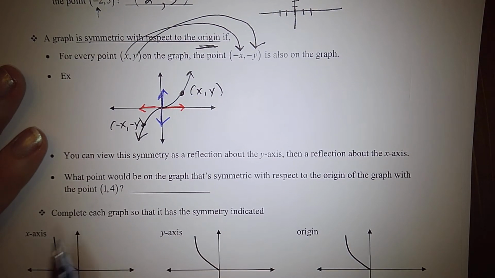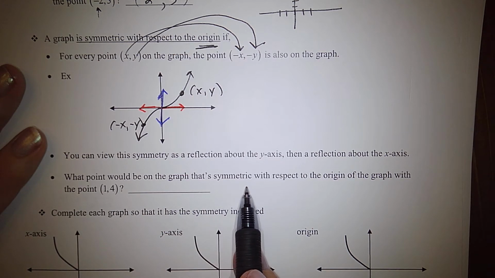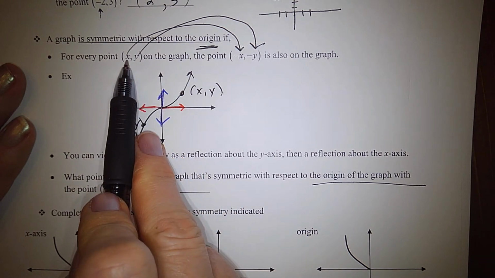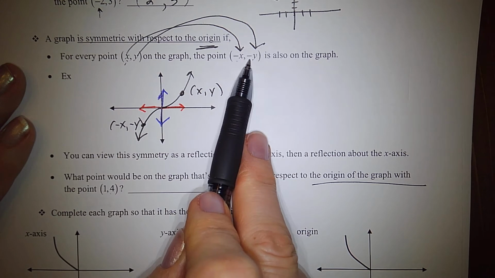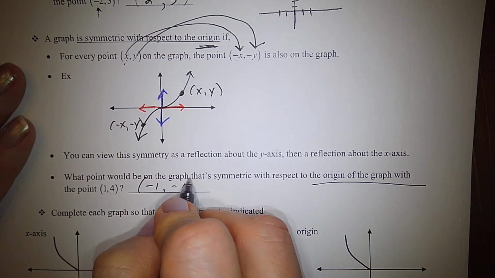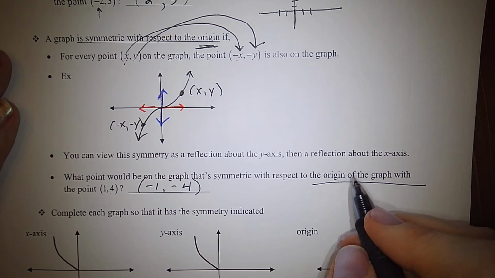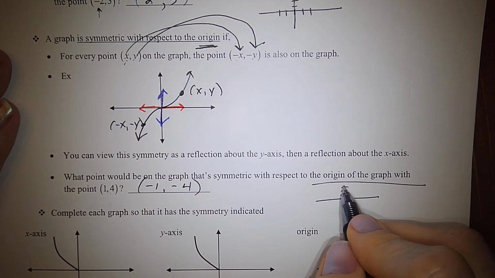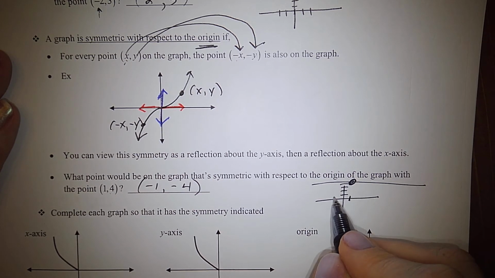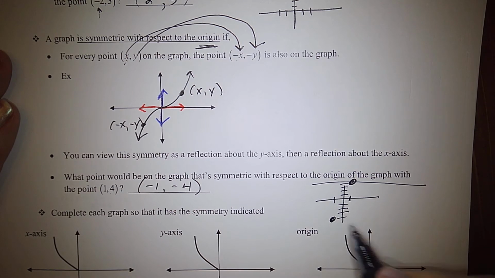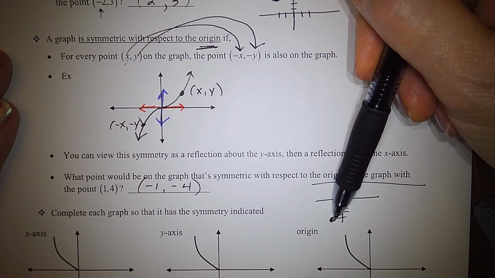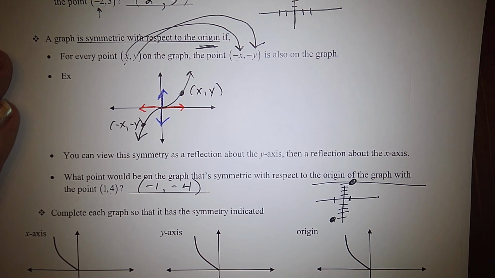So what point would be on the graph that's symmetric with respect to the origin of the point 1, 4? Remember, x becomes opposite, y becomes opposite. So negative 1, negative 4 would be a point that is symmetric to the origin. So let's look here. 1, 4, and negative 1, negative 4. If I took this point and rotated it from the first quadrant all the way down here to the third quadrant, you could see that that definitely has an origin symmetry.